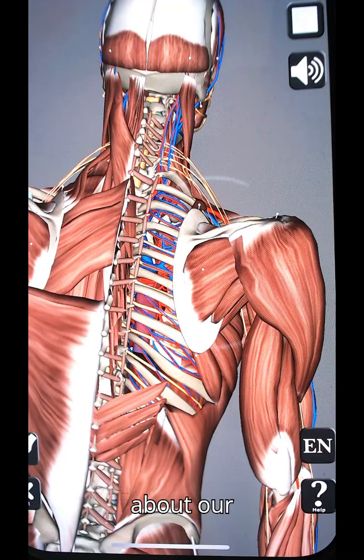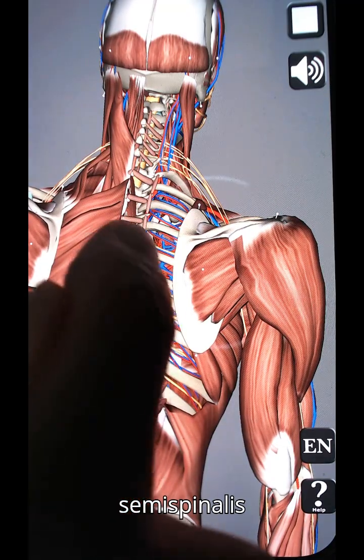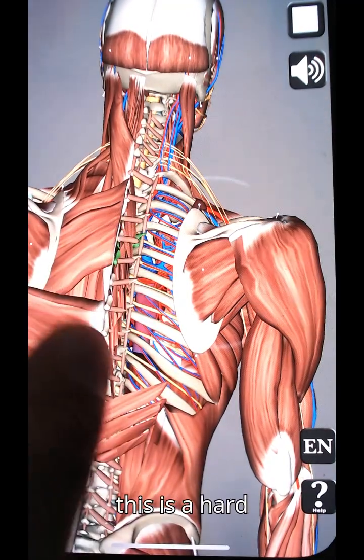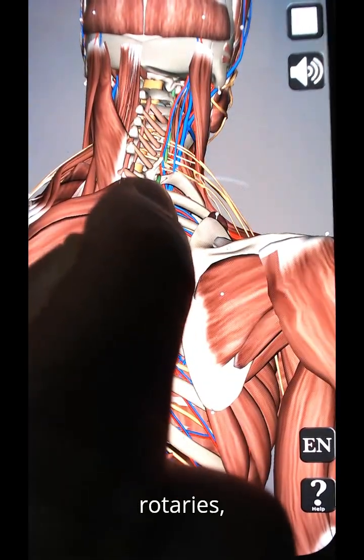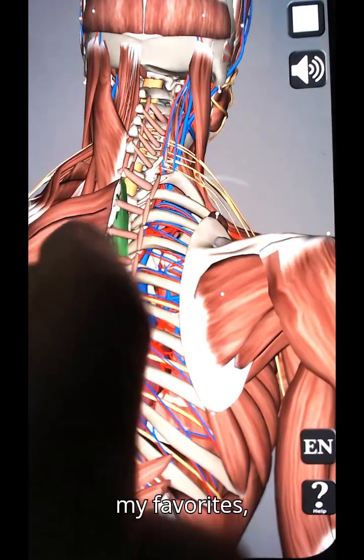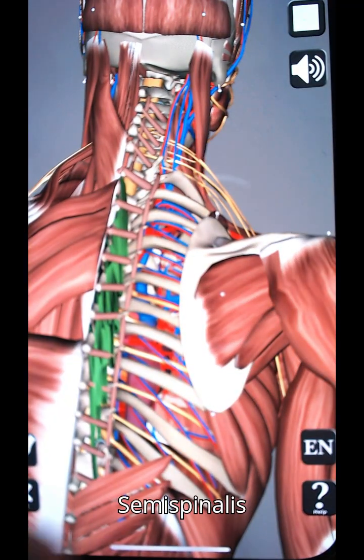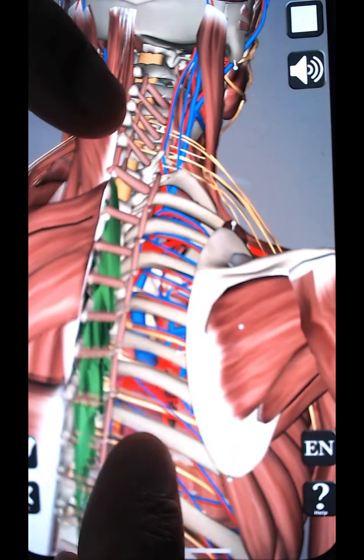All right. We're getting deeper into this body. We're going to talk about our semispinalis dorsi, and this is a hard muscle to find. Semispinalis. Those are your rotaries. That's one of my favorite. There we go. Semispinalis dorsi, right there.